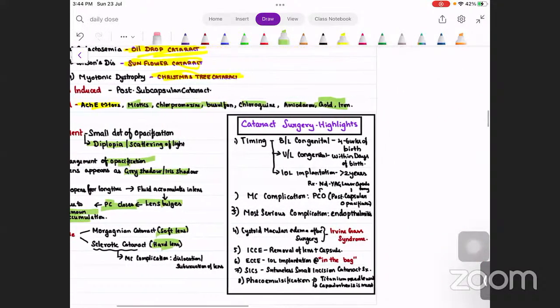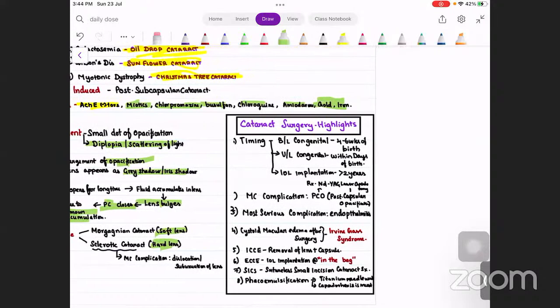Then speaking about the cataract surgery highlights. When do you do the surgery? For timing, bilateral congenital, 4 to 6 weeks of birth; unilateral congenital, within days of birth; and for intraocular lens implantation, we have to wait till the baby gets 2 years of age. The most common complication is PCO, posterior capsular opacification, where the treatment is Nd:YAG laser. Nd:YAG laser can be used for capsulotomy to remove the capsular opacification. The most serious complication is endophthalmitis, and cystoid macular edema after surgery is called Irvine-Gass syndrome.